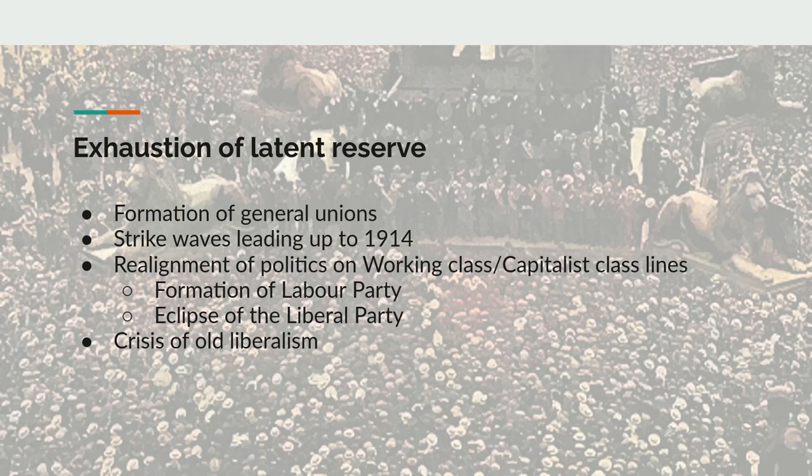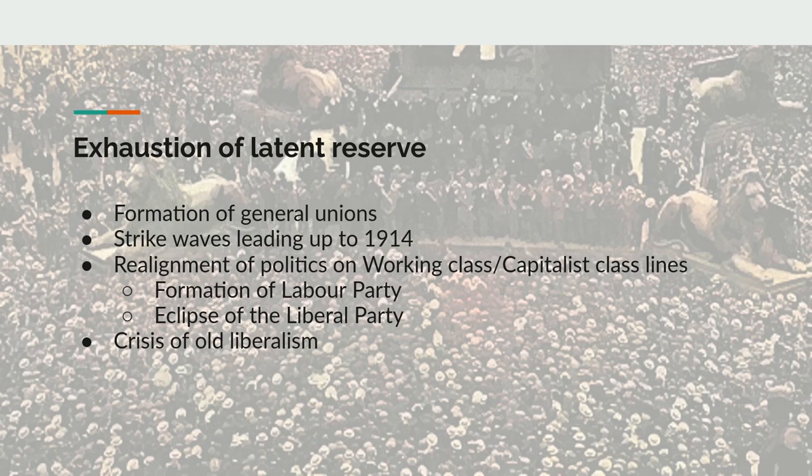From the late 19th century, general workers' unions started to be formed. There was a huge wave of strikes in the first decade of the 20th century. This is a photograph from a strike in 1912. And you got a realignment of politics on the grounds of the opposition between the working class and the capitalist class. This hadn't occurred in the 19th century.